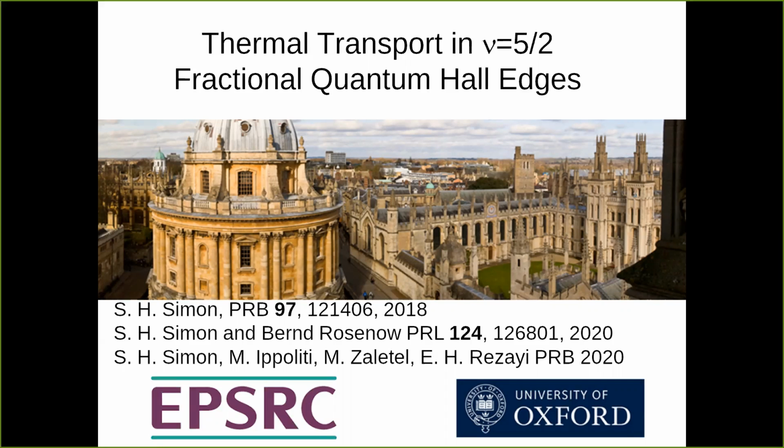And then for example, for the 12/5 state, it could be a Jain state, or it could be a Read-Rezayi state, and those would be distinguished by their thermal conductance along the edge. And so you have to then make a numerical prediction of which one of these two you think should be there, and so forth. So I think the basics of that have sort of already been done.